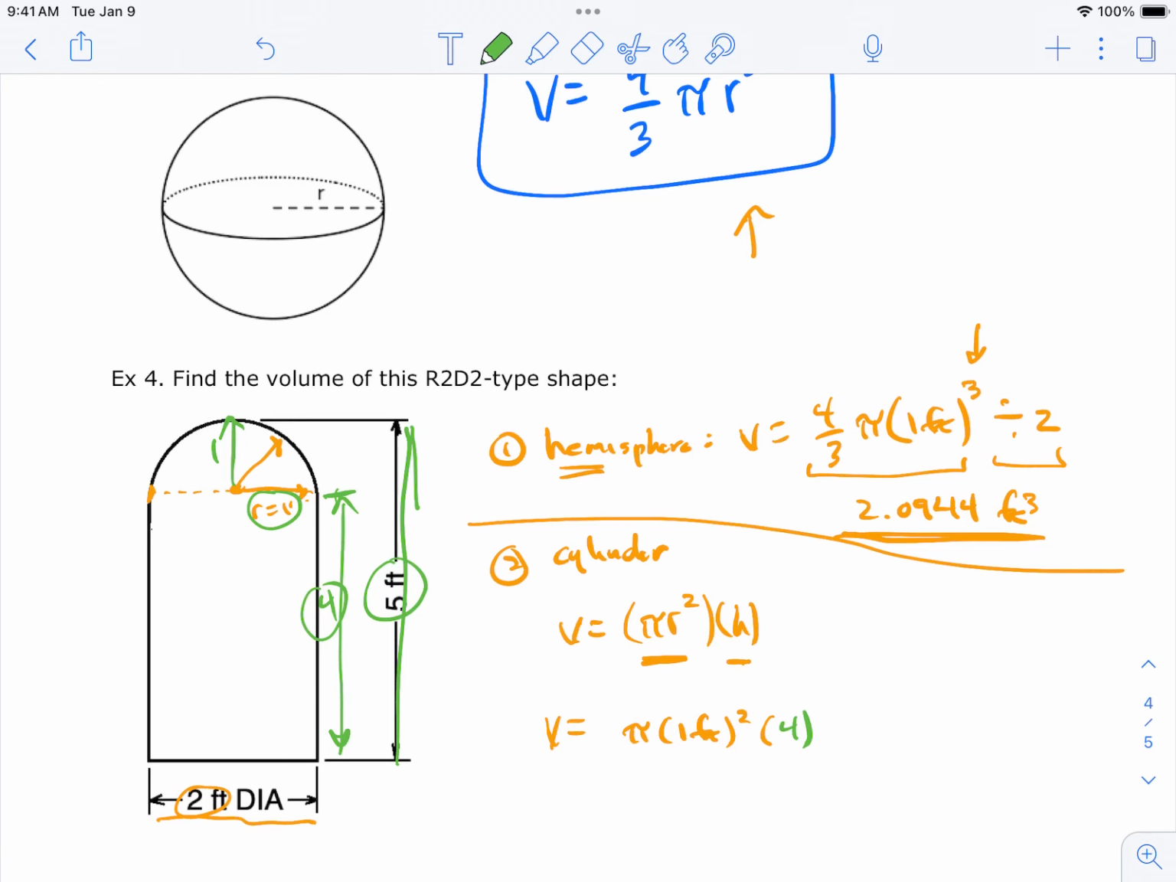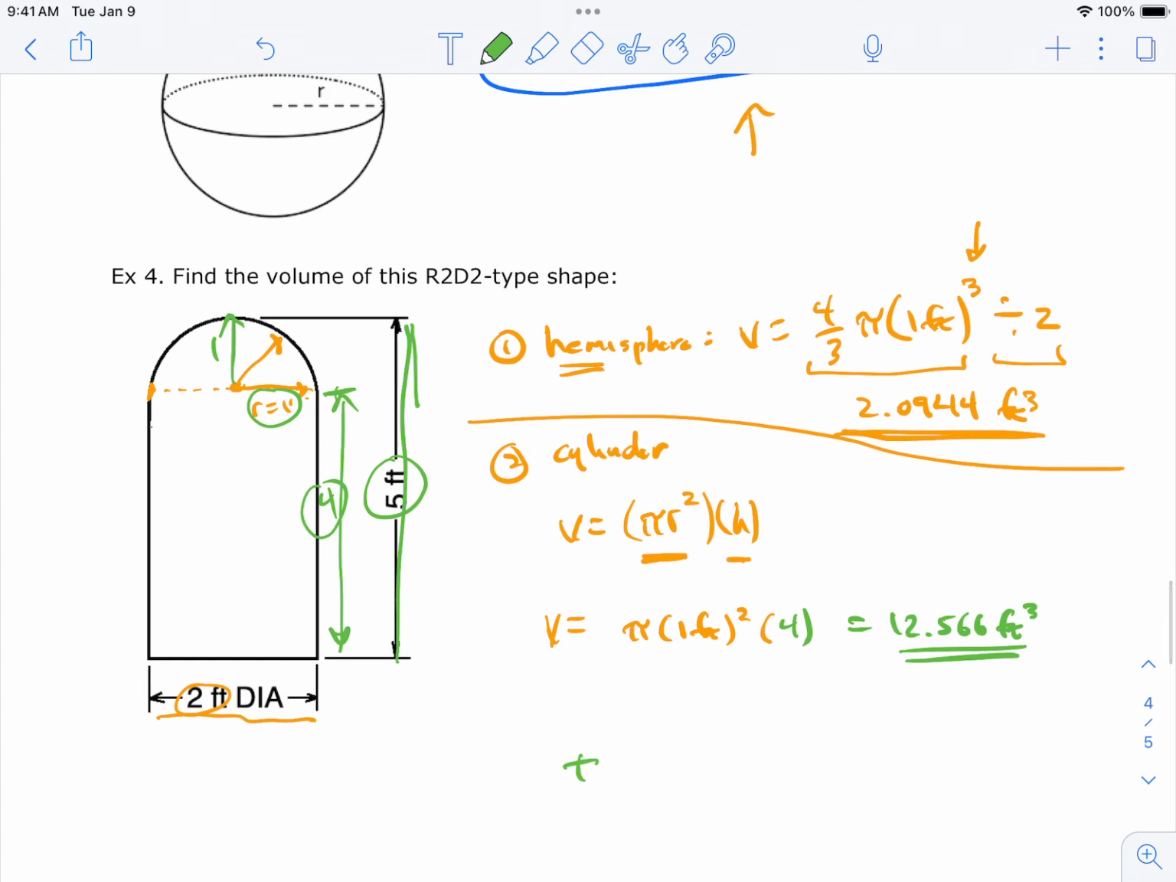But as a decimal, that comes out to 12.566. That would also be cubic feet. And so the total volume, well, all you have to do is add those two things. So take your 12.566, add on your 2.0944, and you end up with something like 14.661. I like 5 sig figs pretty much. 14.661, and these would be cubic feet.